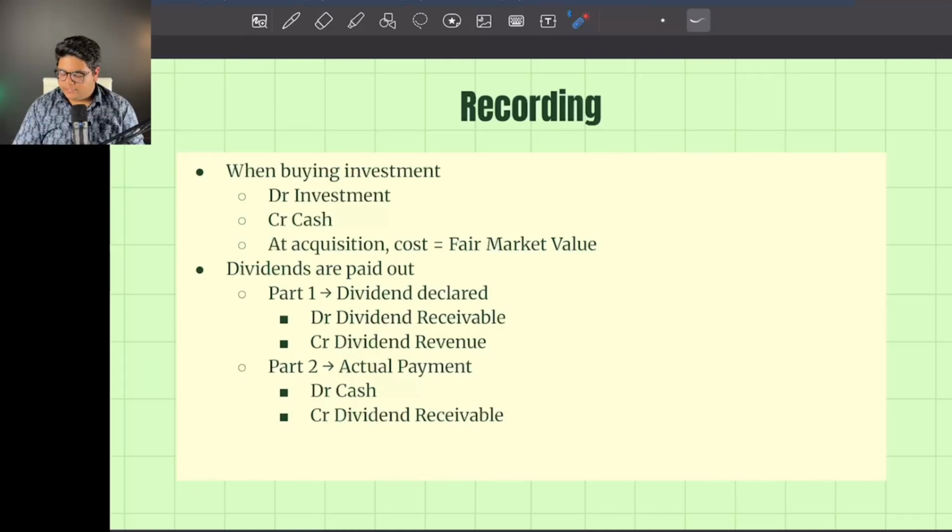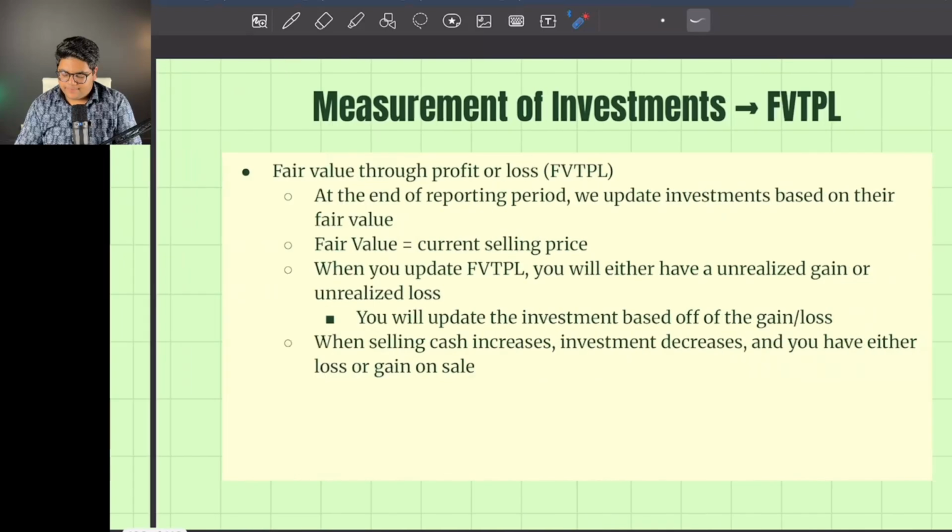Here's how you record dividends being paid out. Part one would be when the dividend is declared. Your dividend receivable gets increased because you're expecting to receive dividends, and this is credited by dividend revenue. Then when the actual transfer payment happens, you debit cash because you're getting a dividend, and your receivable is wiped out. So essentially your receivable cancels out, and it's basically debit cash, credit dividend income.